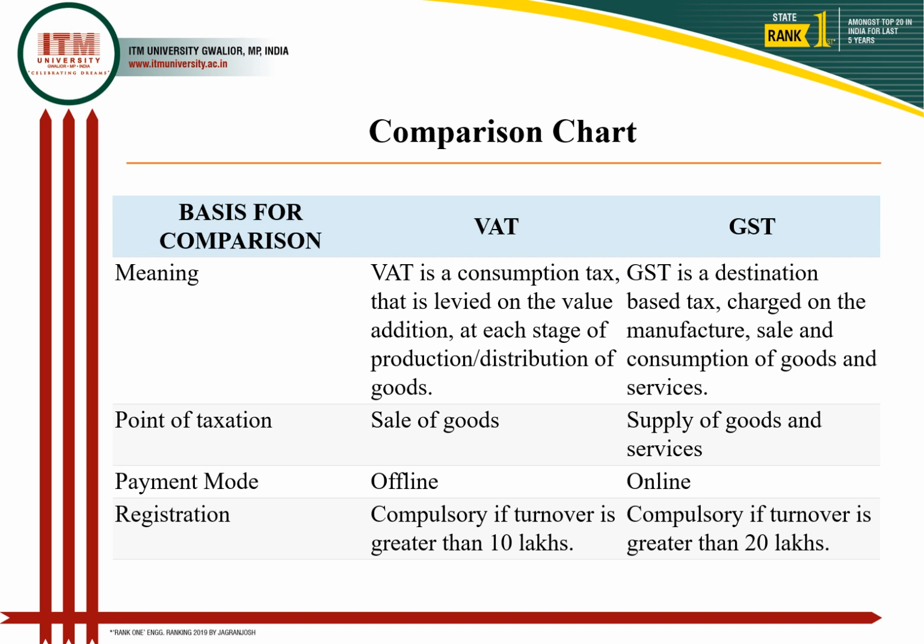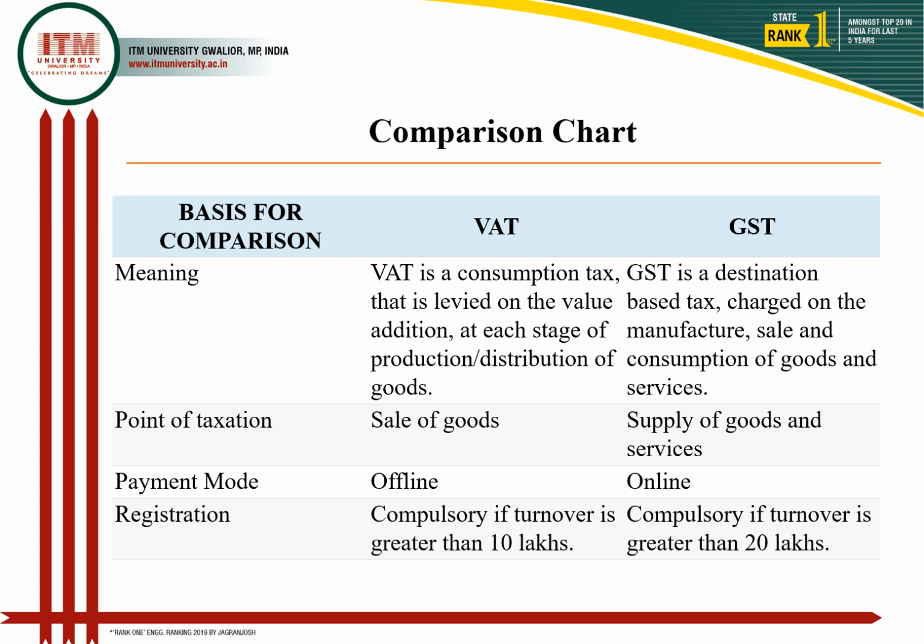It is levied on the value addition at each stage of production or distribution of goods, while GST is a destination-based tax, charged on the manufacture, the sale and the consumption of goods and services, right? So there is a variation. One is based on the sale only, while the other is based on the supply aspects of goods and services. It is broader, as it also includes the services.